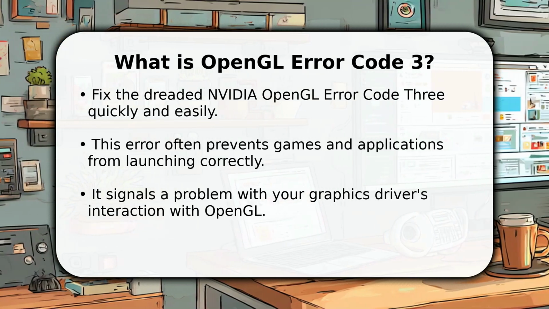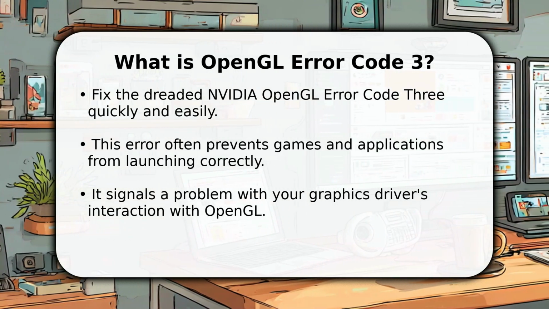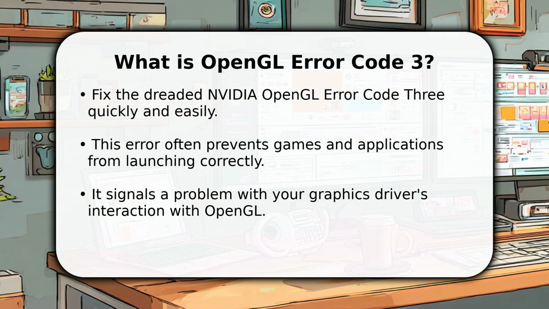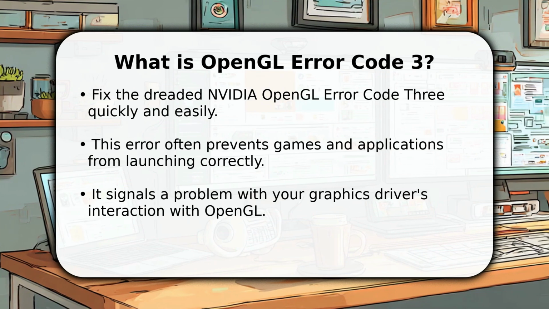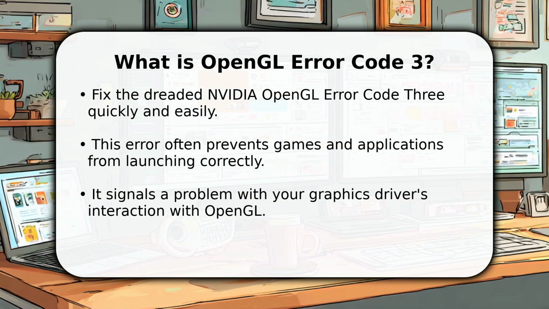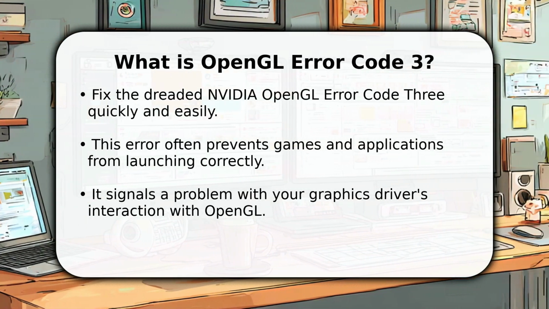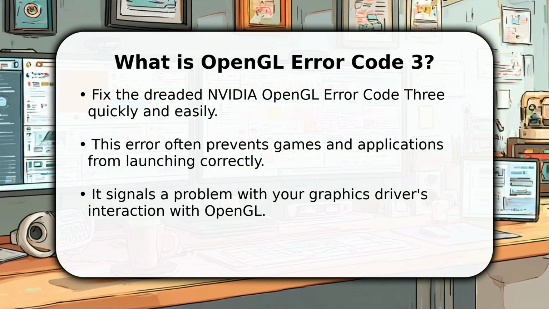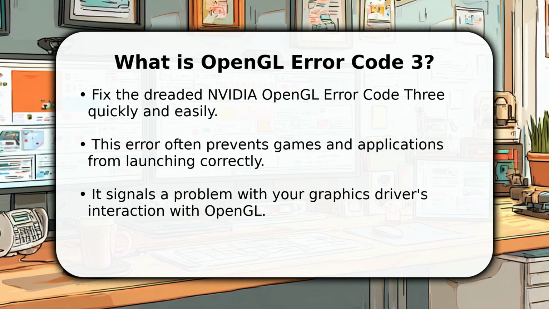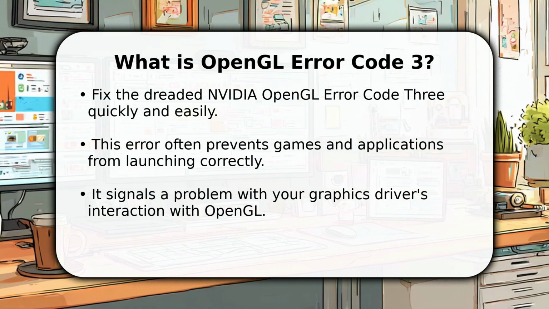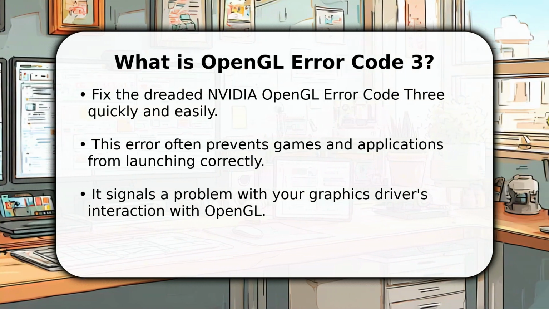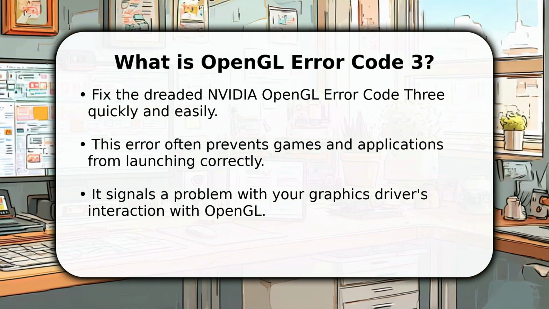Getting the NVIDIA OpenGL Error Code 3 can be incredibly frustrating, halting your gaming or creative work immediately. This specific error typically indicates a conflict or issue with how your graphics driver communicates with the OpenGL API. It often pops up when trying to launch certain games or graphics-intensive applications, preventing them from starting. Luckily, we have some straightforward solutions that usually get things running smoothly again, helping you get back to what you love.